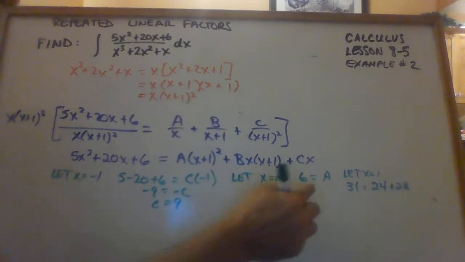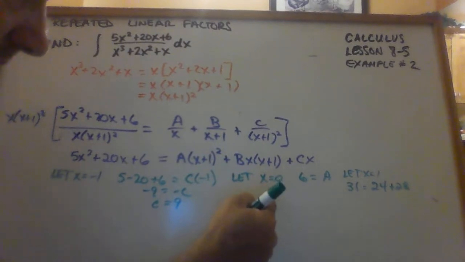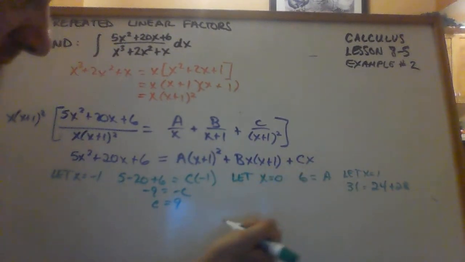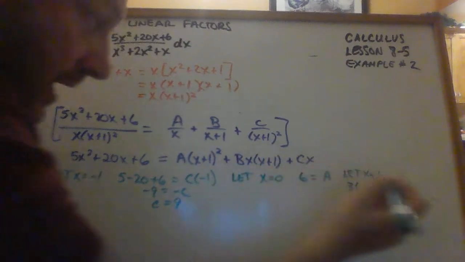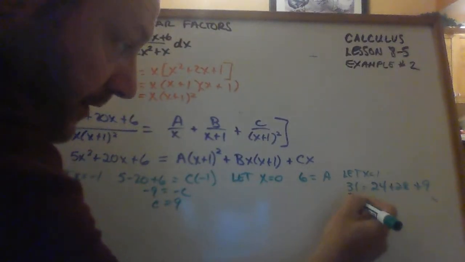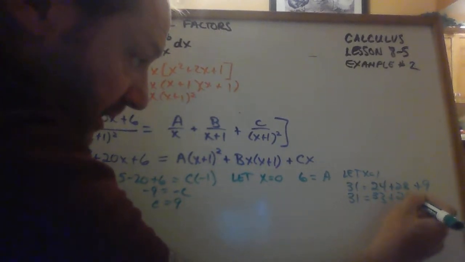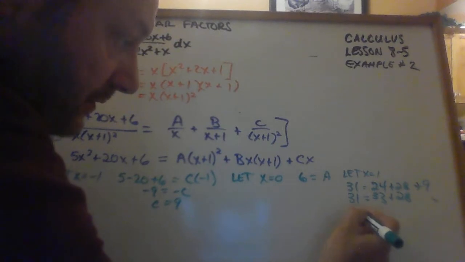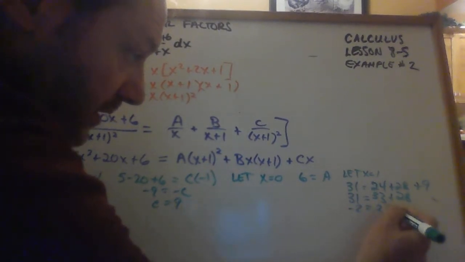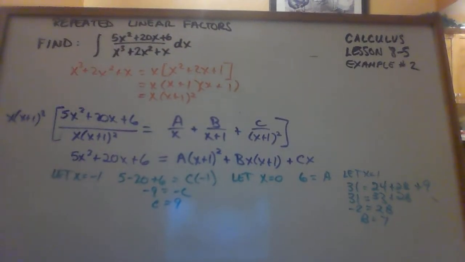And then remember, c is 9, and x is 1 over here, so this is 1 times 9, so this is just 9. So then 31 equals 33 plus 2b, and so negative 2 equals 2b, and b is negative 1. So now I know what all my variables are. So now I can write out my partial fraction equation.